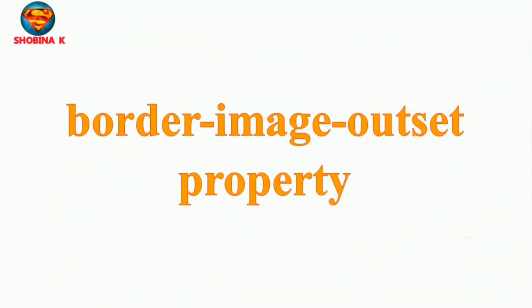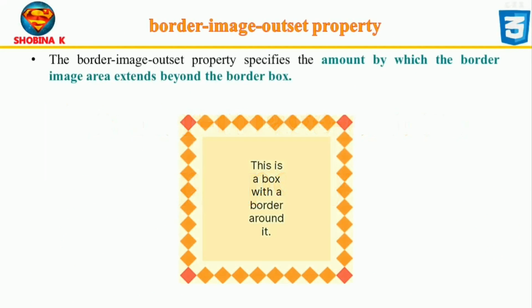Border image outset property. The border image outset property sets the distance by which an element's border image is set out from its border box. And this property is also used in conjunction with other border image properties. This property can take from 1 to 4 values. When 4 values are specified, the outsets are set on the top, right, bottom and left sides in that order.